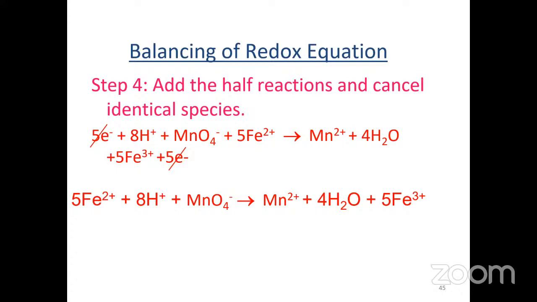We will be told if it is acidic. You are asking to know. Don't worry. When we are giving you the question, we'll specify balance the following in acidic medium or basic medium. So we'll tell you. You don't need to worry your head about that.